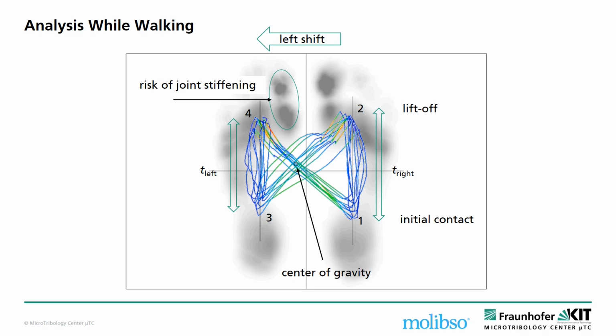And that's why we see more intensity here, and we see more scattering of the center of gravity path on the left-hand side. So this is caused by pain from his hallux valgus. And caused by the same issue, we see a risk of joint stiffening both on the left-hand side and on the right-hand side. And this has to be treated, and I'll show a little bit later how this can be treated.